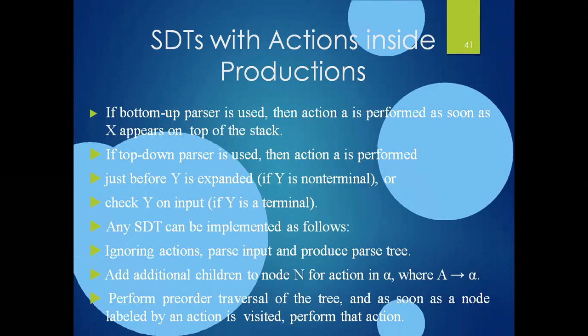Any syntax directed translation can be implemented as follows. First, we should ignore the actions, then parse the input and finally produce the parse tree. These are the three steps to be followed when we are implementing the syntax directed translation scheme. For example, if we have A tends to alpha as a production, here we need to add additional children to the node n for the actions in alpha. What it means is, if you have such actions, we need to ignore those, then parse the input and finally produce the parse tree.